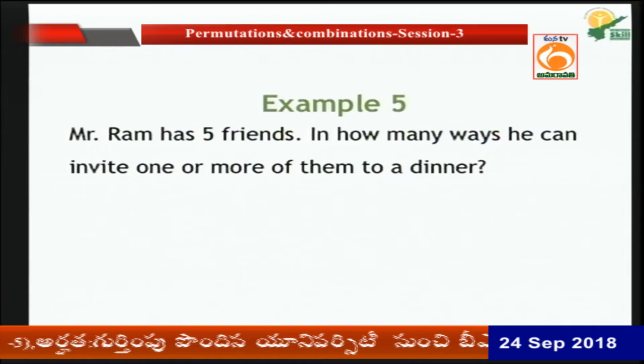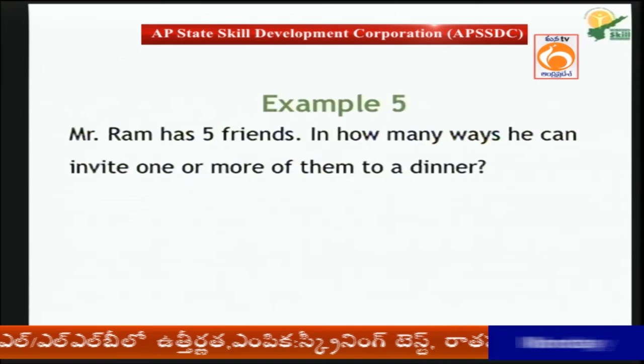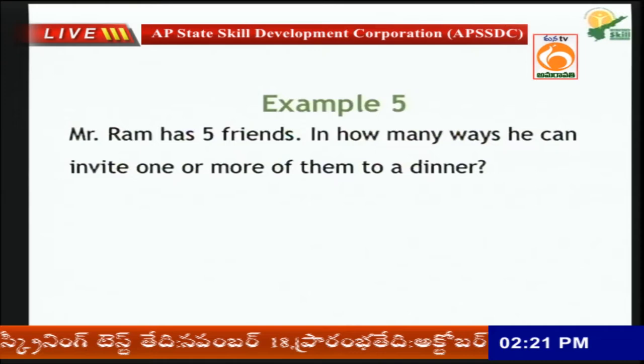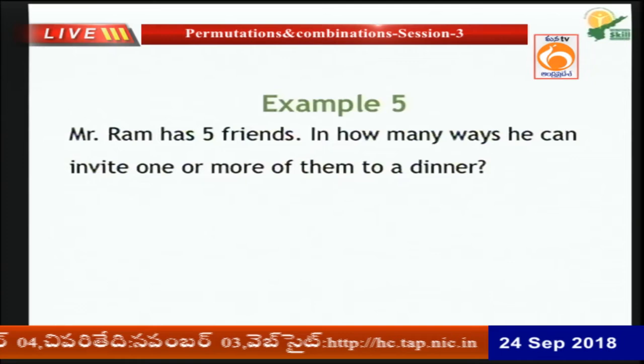In such a case, he is going to invite them for a dinner. Let's say he is going to arrange a party or a dinner kind of thing. For that he has to invite his friends to his home. So he is inviting his friends, correct? There are five members, and he can invite them in different ways.